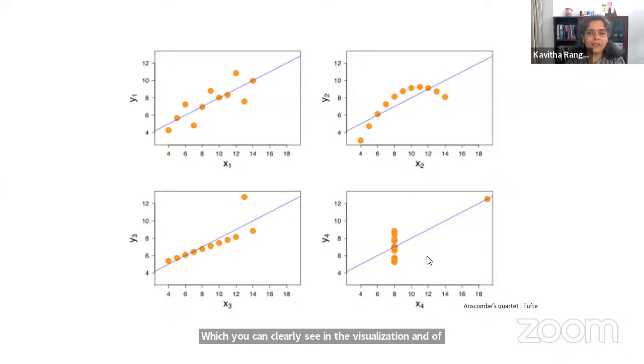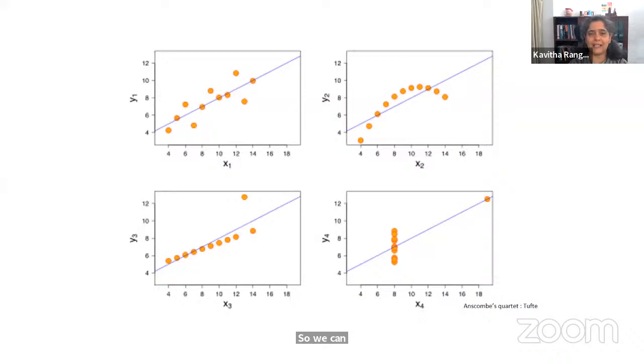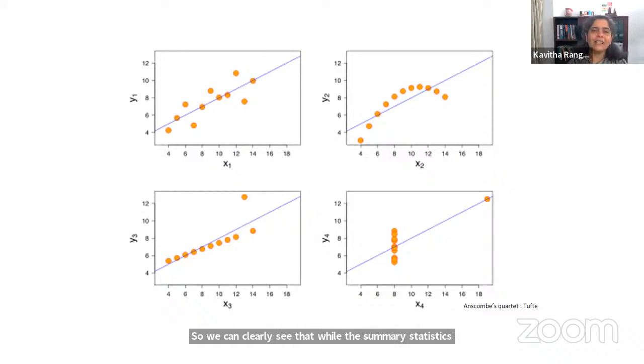In the fourth one, we really don't see any correlation. Okay? So there is just one exception which makes the summary statistics very different from what it is, but actually while Y is changing, there really is no change in X. So we can clearly see that while the summary statistics was telling us that all 4 data models are exactly the same, the visualization clearly brings out some of the patterns that were not really very visible to us earlier.